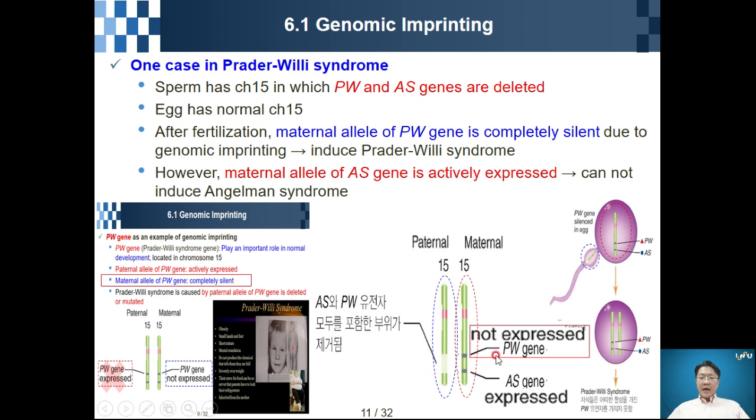However, in this case, the AS gene is deleted. Even though the AS gene is deleted in the paternal allele, the maternal allele of the AS gene can be actively expressed. So in this case, it will not induce Angelman syndrome. It will only induce Prader-Willi syndrome. Okay?